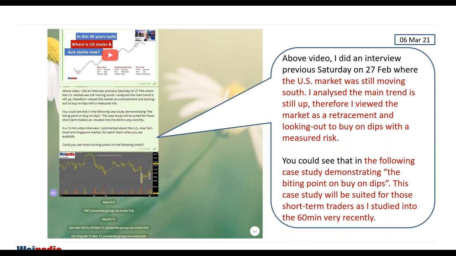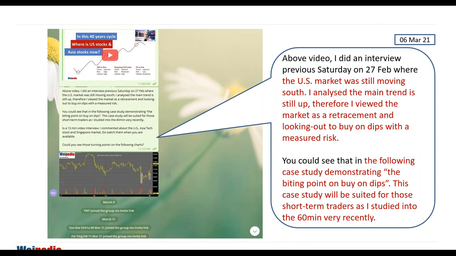So now you recognize how to identify certain hammers or certain behavior, the market psychology of the market. Now, this is what I did. Over the years, I've been very consistent with my trading strategy and I enjoy sharing anyway. Now, I posted this to my Telegram chat group on the 6th of March, 2021, but I derived this view on the 27th of Feb.